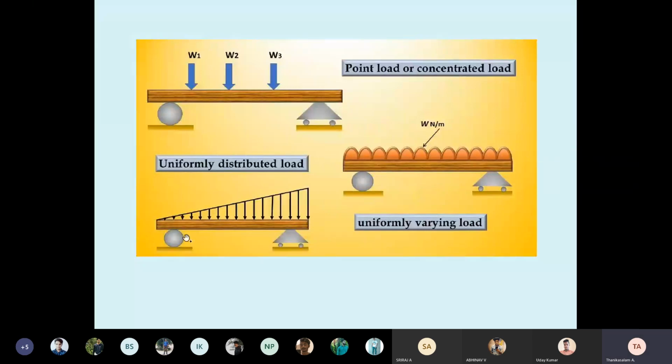Now see the third diagram. The diagram represents 0 to maximum. From the left side the load is 0. See, the load is gradually increasing, uniformly varying load. Uniformly varying load is also represented by small w. Small w Newton per meter.